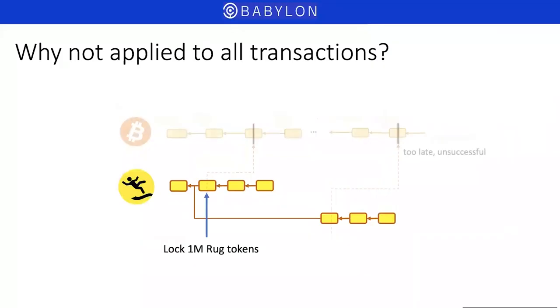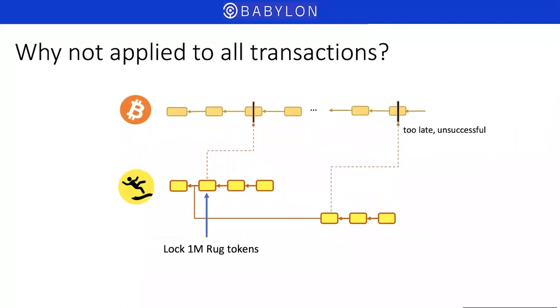So a natural question is, why don't we just apply Bitcoin confirmation to all transactions? Every transaction, you have to wait until there's Bitcoin confirmed. So it's a double confirmation process. First, you finalize on the rug pool chain, and then you wait until the timestamp is confirmed on Bitcoin. Only then you consider the transaction really final.